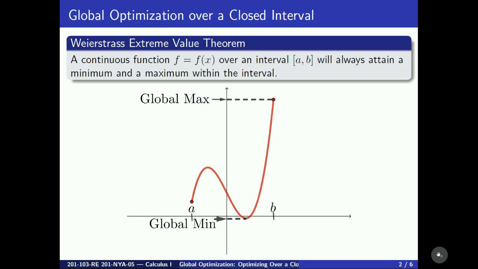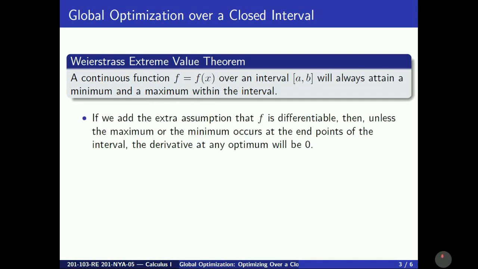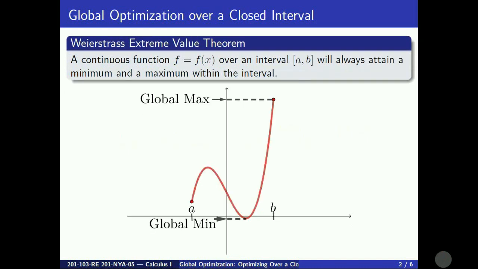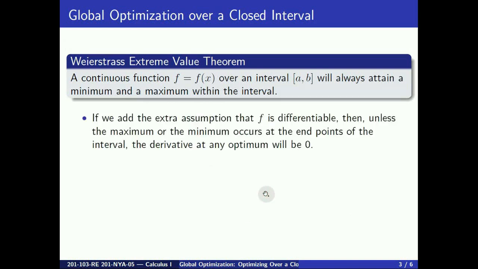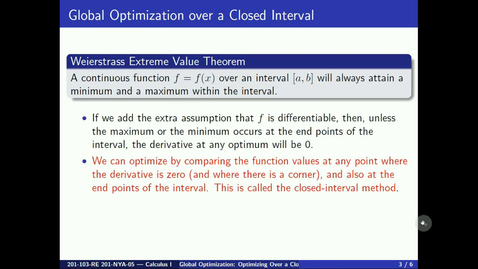If we add the extra assumption that f is differentiable, then unless the maximum or the minimum occurs at the endpoints of the interval, the derivative at any optimum will be 0. This is the case in our previous figure. The function was differentiable everywhere since there were no corners on the graph. We can optimize by comparing the function values at any point where the derivative is 0 and where there's a corner, and also at the endpoints of the interval. So doing this, we're applying the so-called closed interval method.